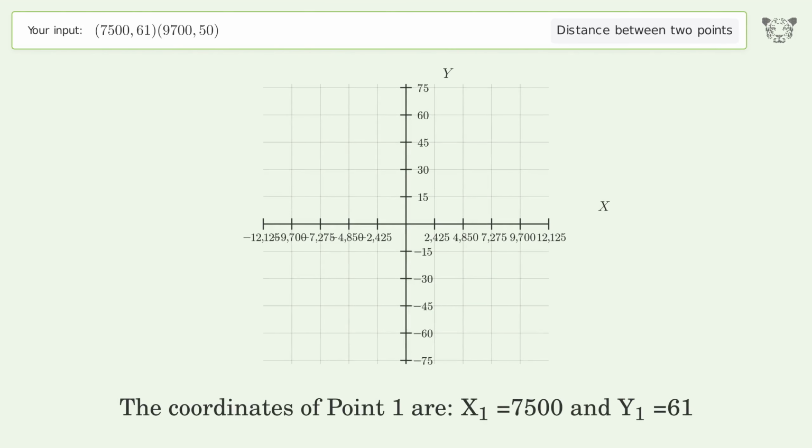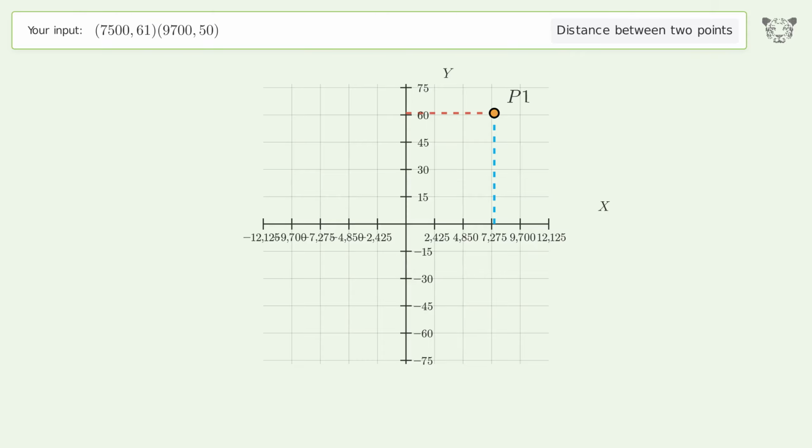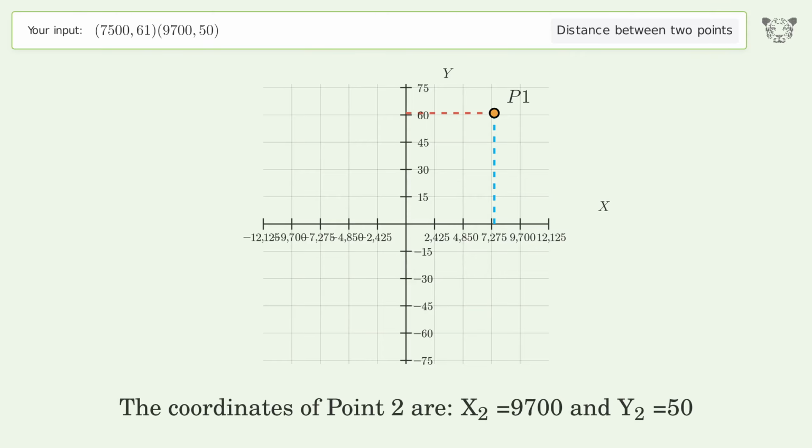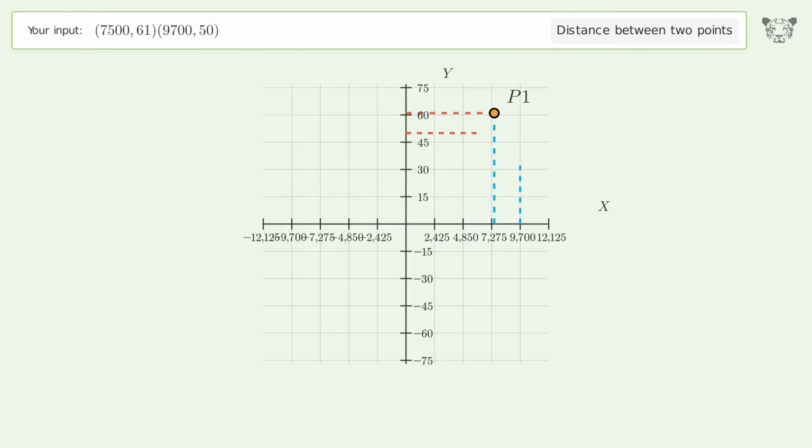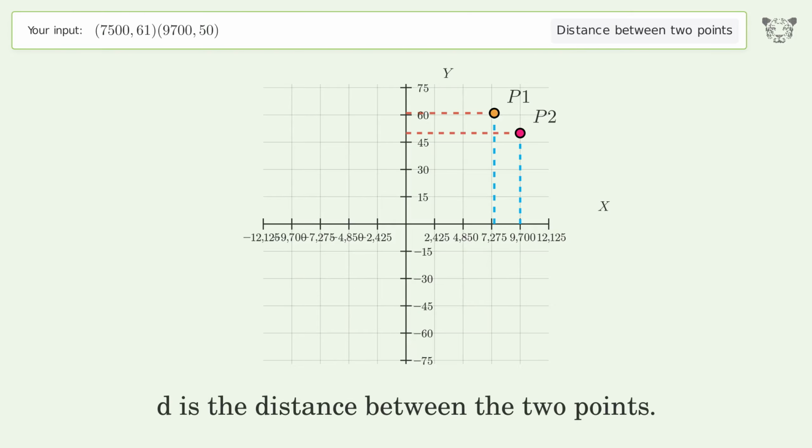The coordinates of point 1 are x1 equals 7,500 and y1 equals 61. The coordinates of point 2 are x2 equals 9,700 and y2 equals 50. D is the distance between the 2 points.